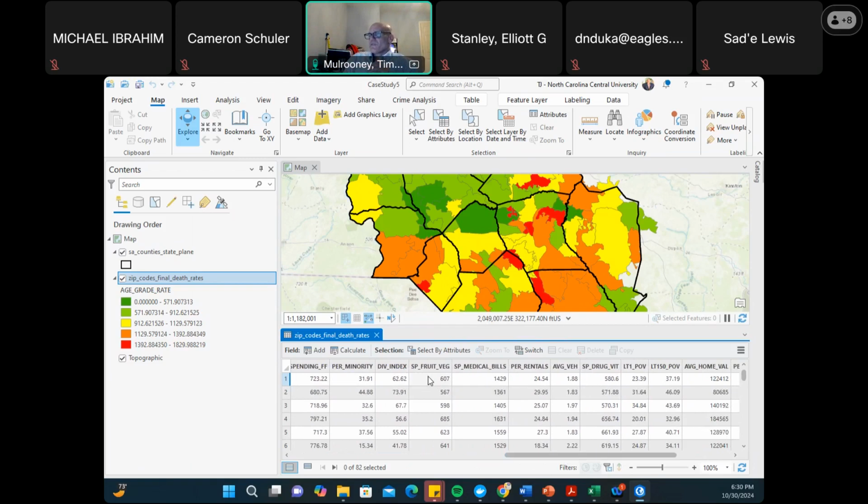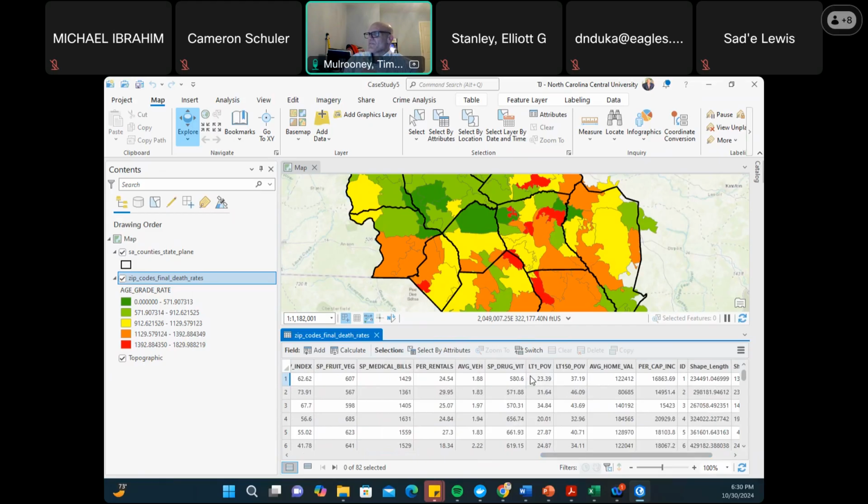Spending on fruits and vegetables, spending on fast food, spending on medical bills, percentage of rentals, percentage of people who live in rental homes, spending on drugs and vitamins, average number of vehicles, people who live below the poverty line, percentage of people who live below the poverty line, percentage of people who live below 150% of the poverty line.